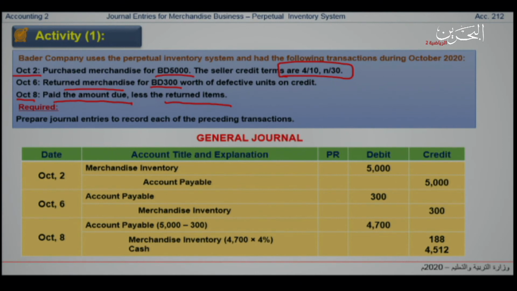For the first transaction on October 2nd, I purchased merchandise, so the merchandise for me will increase by the amount that I purchased, 5,000. Did I pay for this purchase? No, I didn't pay for it, because the term mentioned that the purchase was on credit. So the liability on my company will increase, the accounts payable will also increase by 5,000 on the credit side.